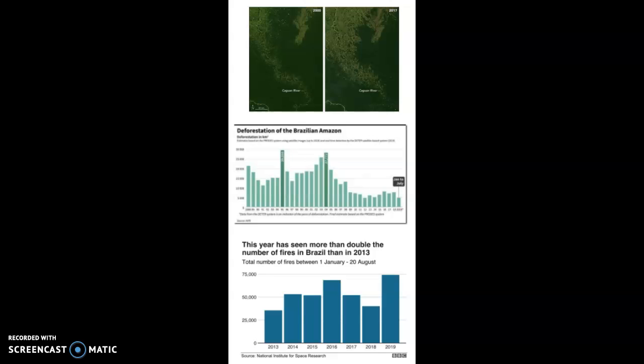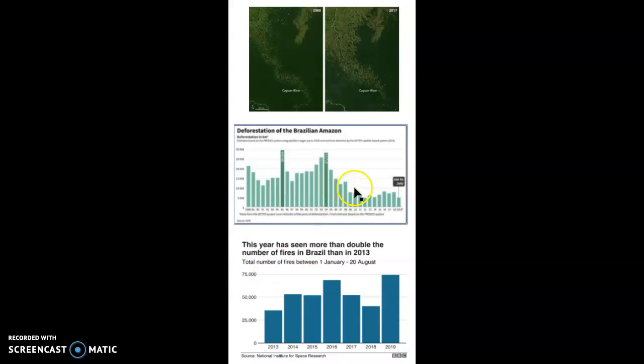The main reasons for Amazon deforestation are development, and conversion of forests to farmlands is a major issue as well. And it has been gradually decreasing over the last few years.